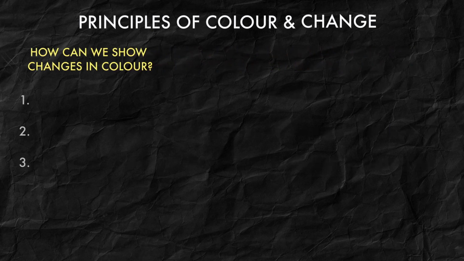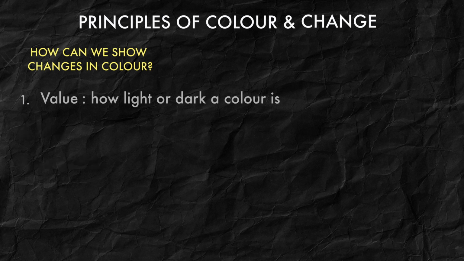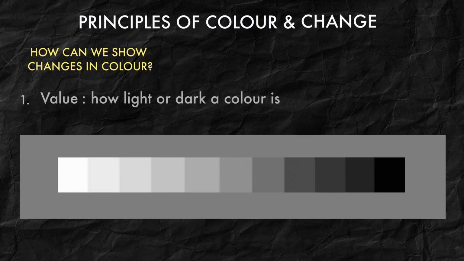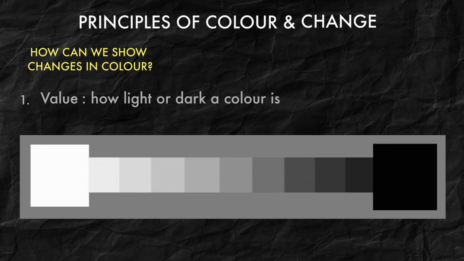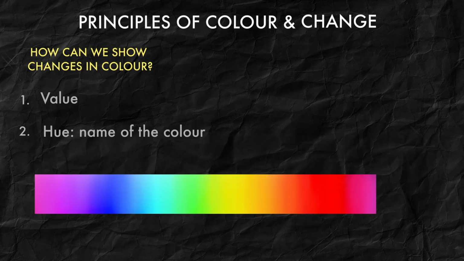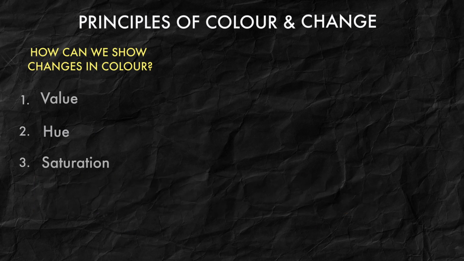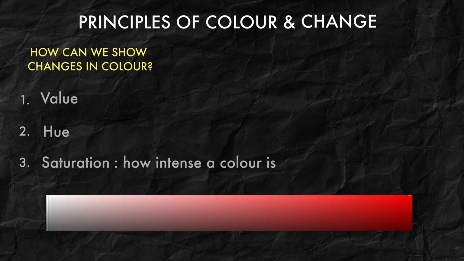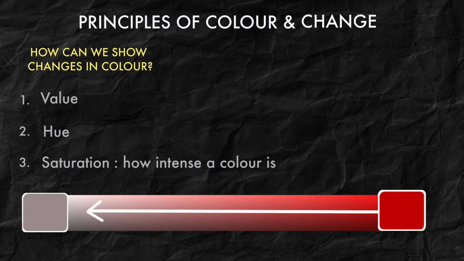Color has three properties: value, hue, and saturation. Let's start with value. Value is how light or dark a color is. Any color can go from really light to really dark. Hue is the name of the color, such as red or blue. And saturation is how intense a color is. It can go from really intense and saturated to much less intense and desaturated.